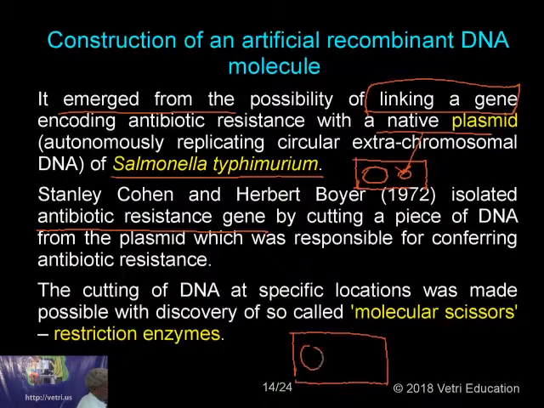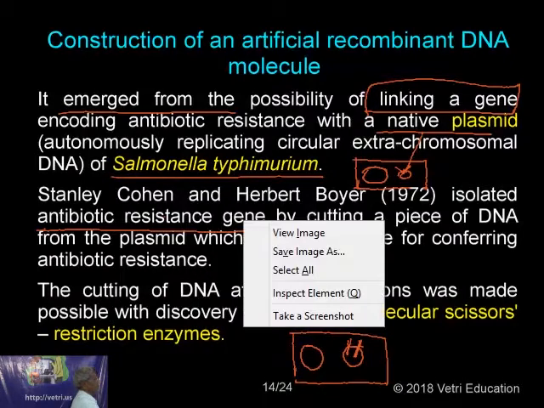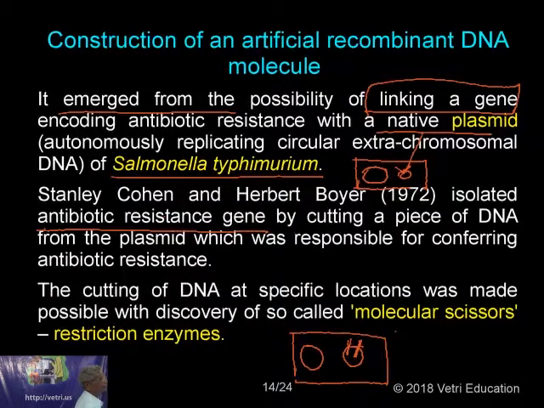This is a normal plasmid DNA. Sorry, I have drawn it very big so that you can see it very clearly. So this is the antibiotic resistance area, the antibiotic resistance gene, in the cutting of a piece of DNA from the plasmid which was responsible for conferring the antibiotic resistance. So this portion was removed.